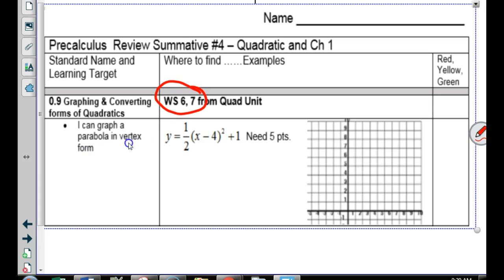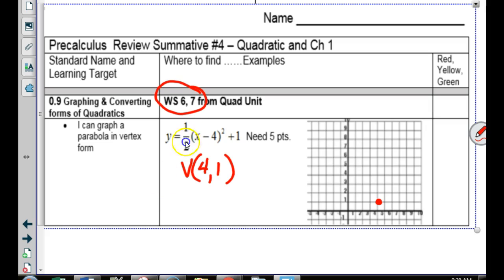So if it says I can graph a parabola in vertex form, most of you, I hope, would just whip out your calculator, figure out some points, and graph it nicely. It does ask for the vertex on the quiz. What is the vertex of this? Can you tell just from the equation? Okay. Oh, I can't read that. 1, 2, 3, 4, 1. I think that's it. Okay.